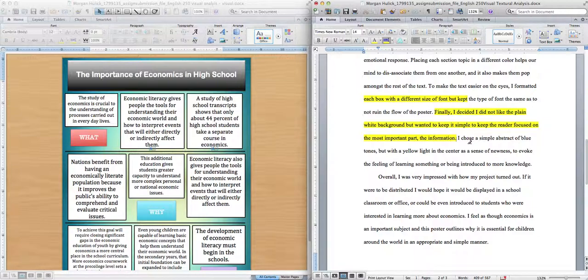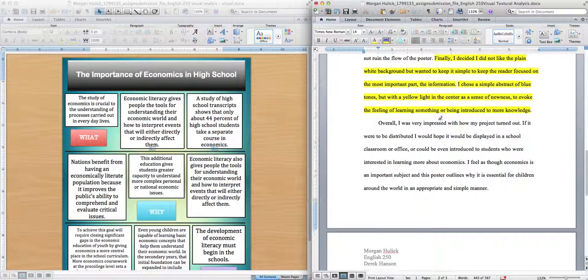I chose a simple abstract of blue tones, but with a yellow light in the center as a sense of newness to evoke the feeling of learning something or being introduced to more knowledge. Okay, so this makes perfect sense and is a little bit more explicit and more refined than just saying, I felt like the background was plain. Does that make sense? So this, good job here. This needs a little refinement.